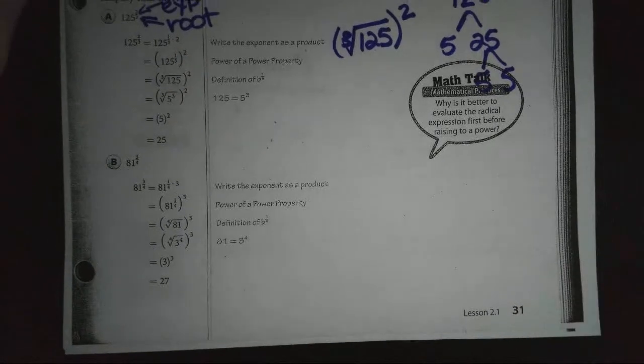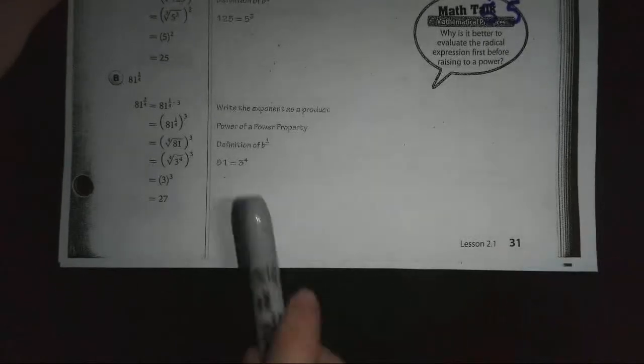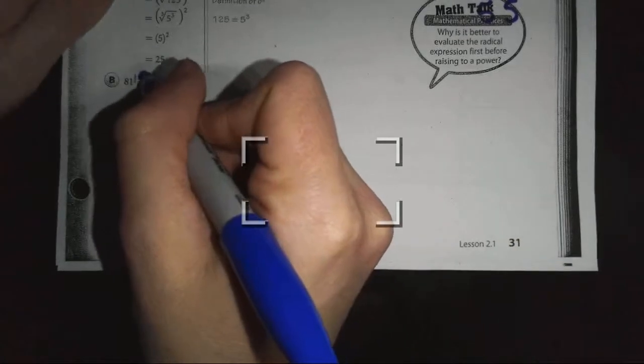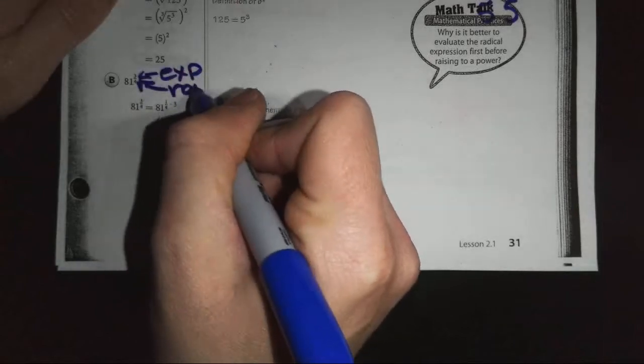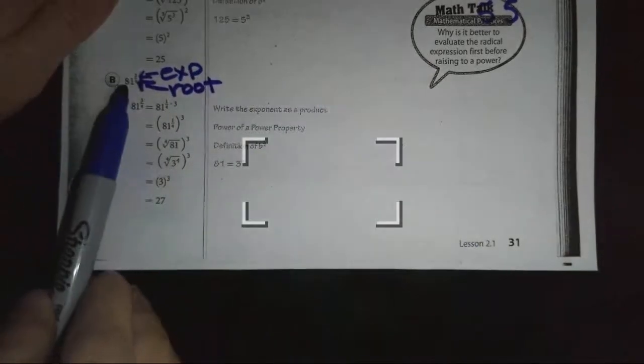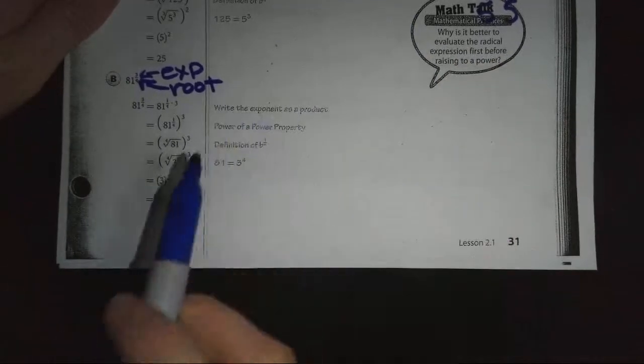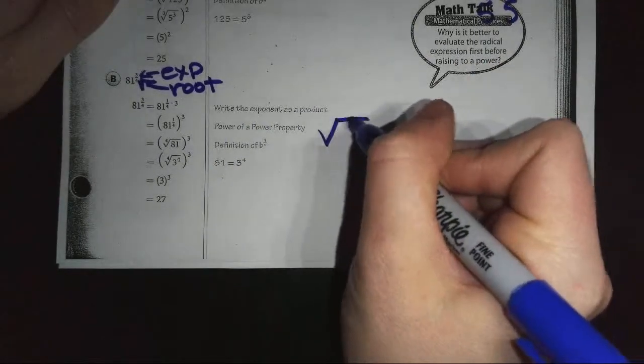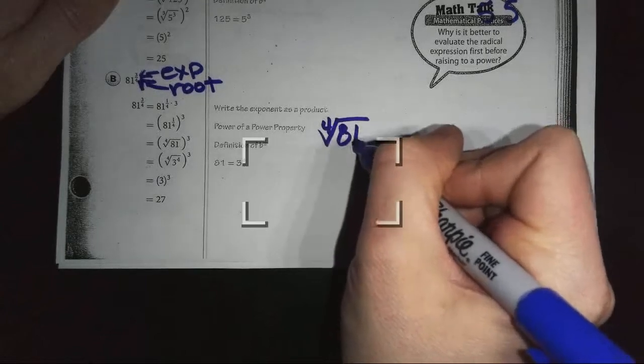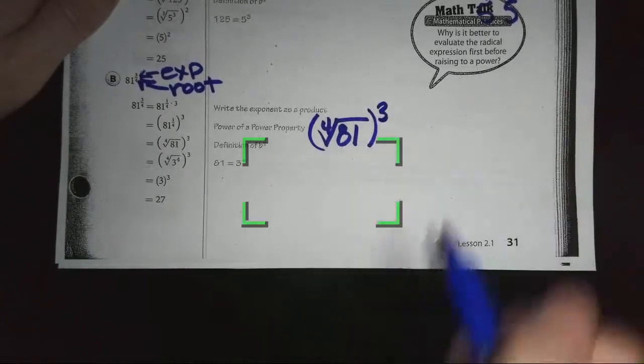All right, now we're going to finish lesson 2.1. So I'm going to pick up here with example B, 81 to the 3/4 power. So remember again, top number is my exponent, bottom number is my root. So I want to take the 4th root of 81, and then I want to take it to the 3rd power. So 4th root of 81, and then I'm going to take that to the 3rd power.